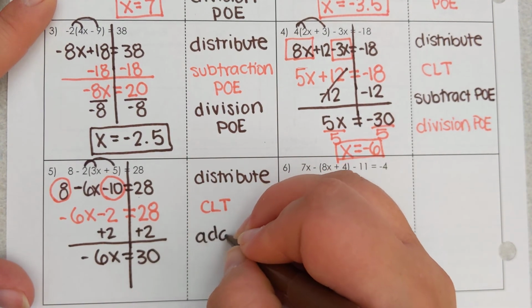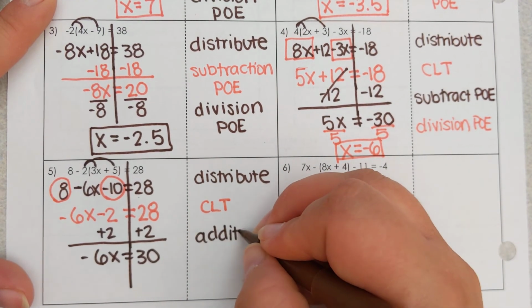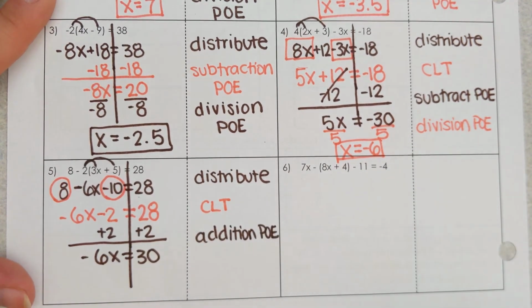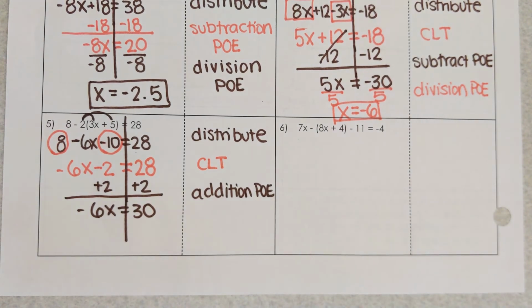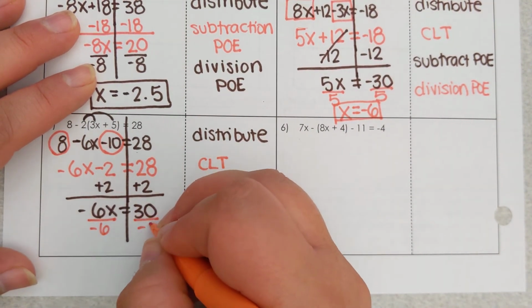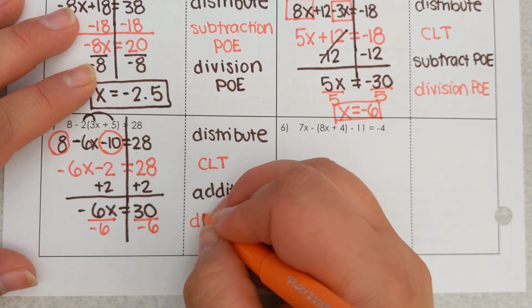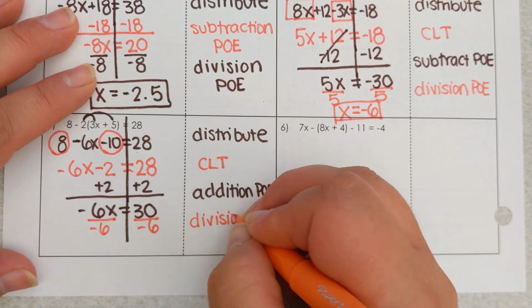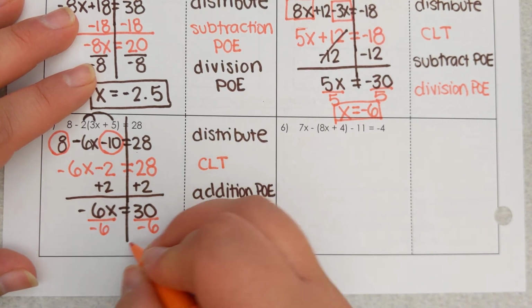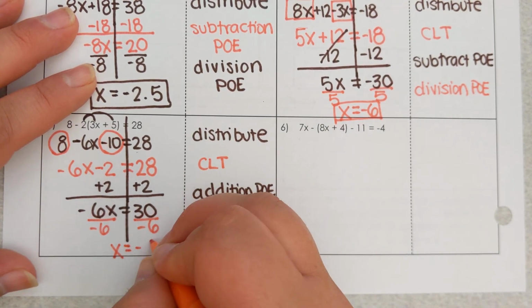So finally, I'm doing the addition property of equality. And then I'm going to divide by that negative 6. And that's division. 30 divided by negative 6 is negative 5.